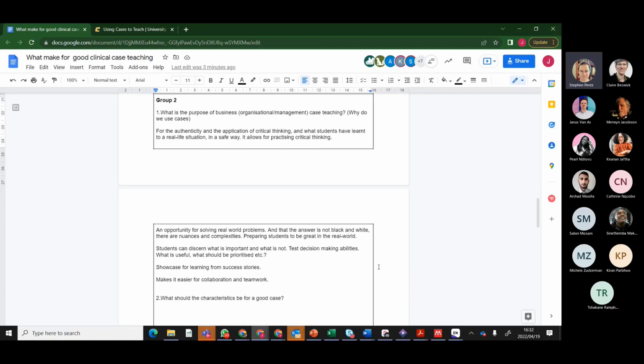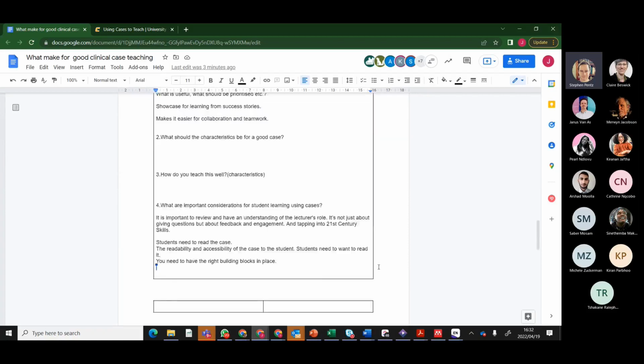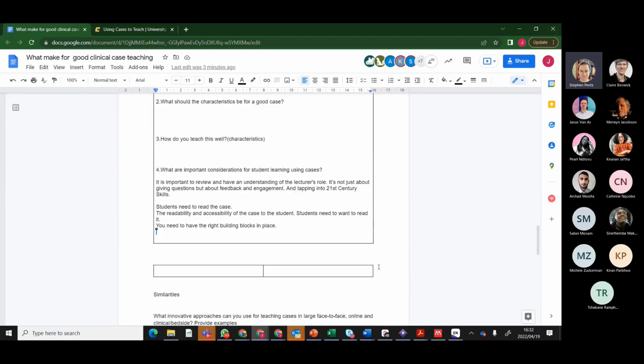Stop me if I'm going on. We didn't talk about the characteristics, but some of those characteristics are in what I've just described. I think we're not quite sure how we would teach this well. We didn't have that discussion. I think that's a longer discussion, but we did say that what we think is important for student learning is that students review and have an understanding of the teacher or lecturer's role. And it's not just about giving out questions, but it's also about feedback and engagement. And we should be tapping into all the 21st century skills in doing this.